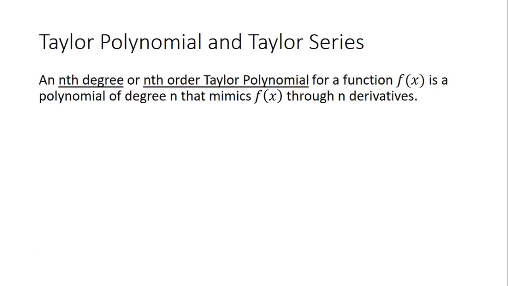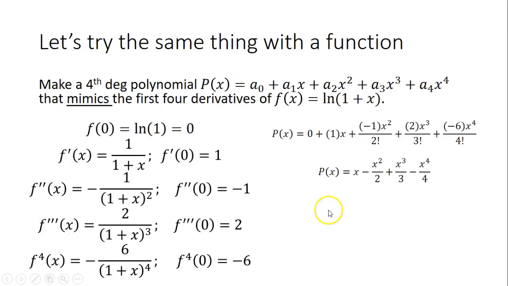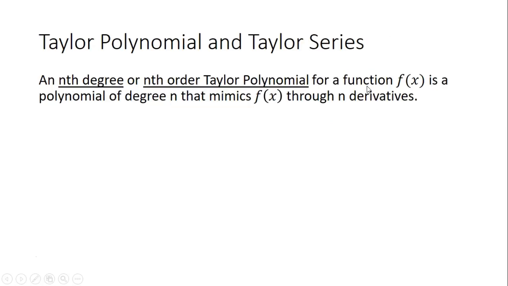We're going to find a general way to talk about this now. So we're going to talk about a Taylor polynomial and a Taylor series. What we've been creating here is really a Taylor polynomial. What a Taylor polynomial does is it mimics f of x through n derivatives. So the nth degree or nth order Taylor polynomial for a function f of x is a polynomial of degree n that mimics f of x through n derivatives.